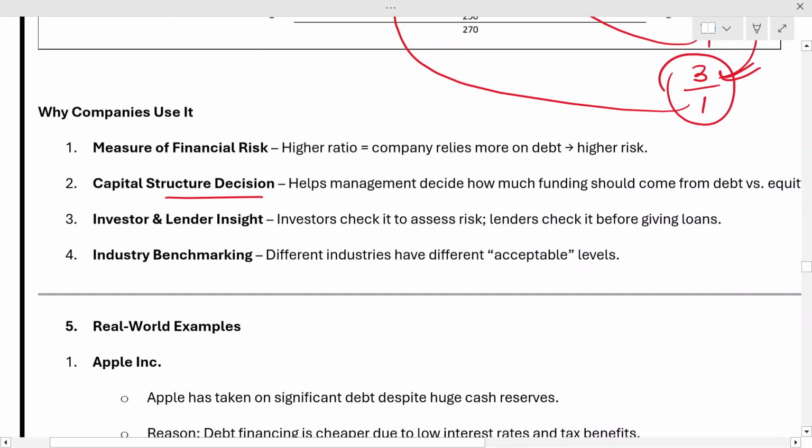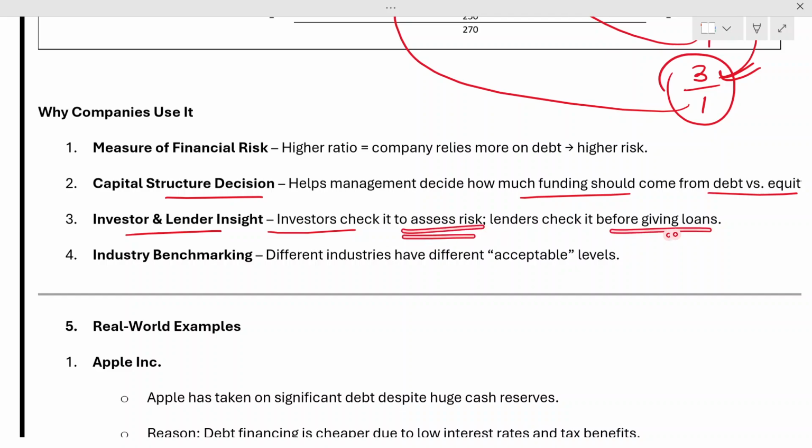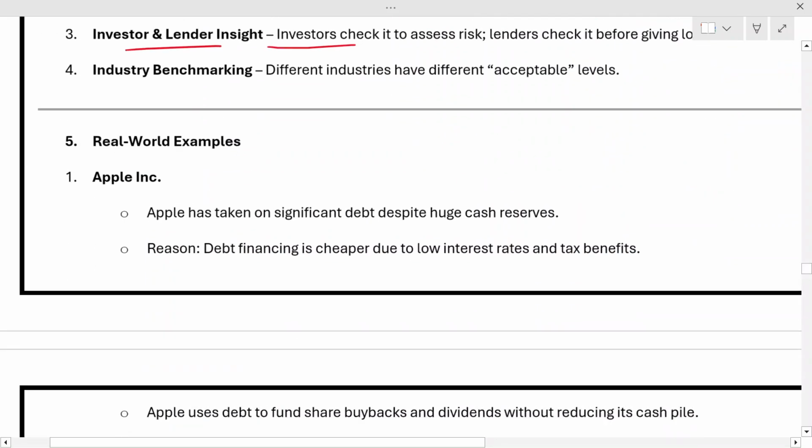Capital structure decisions can also be taken, such as how much funding should come from debt and how much from equity. Investors take insights from it on how much risk there is, and can check it before giving additional investments, or banks also check it before giving loans, and we can compare with other industries and do benchmarking as well.